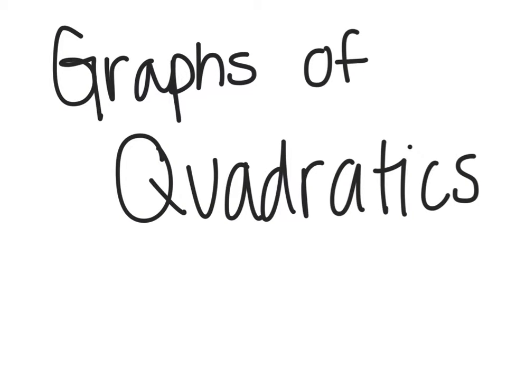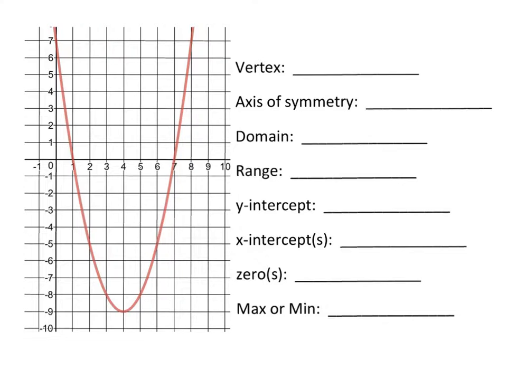So today we were introduced to quadratic equations, and we started off by talking about their graphs and identifying its key features. So we have some examples for you here. So we're going to find all the things: the vertex, the axis of symmetry, the domain, the range, the y-intercept, x-intercepts, zeros, and the maximum or minimum of the graph.